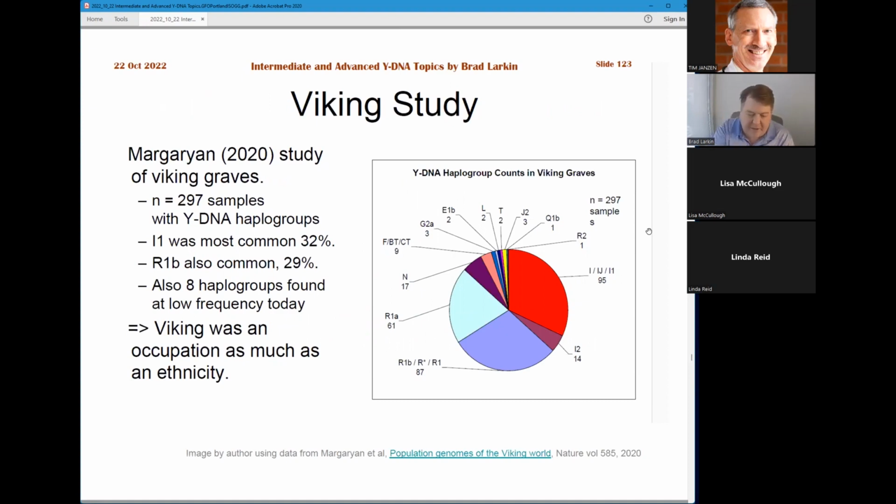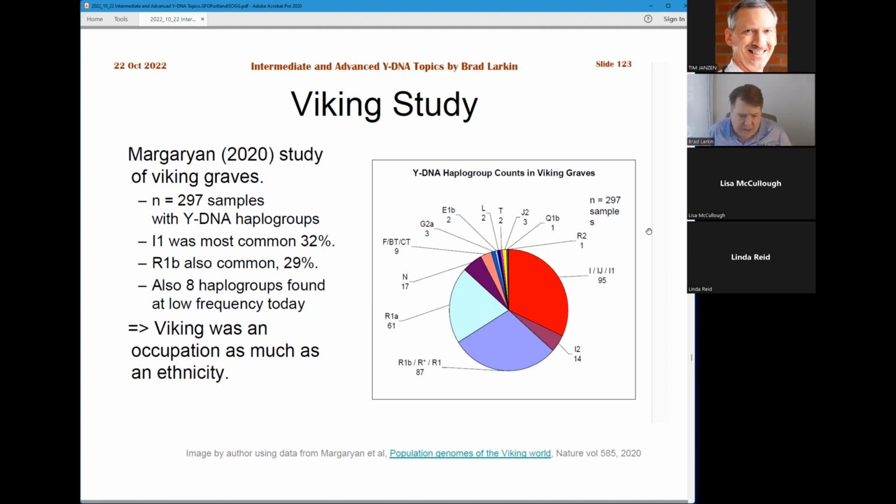They need to get the Big Y, they need to be in a group that's well sampled, meaning they'd have very few novel variants left, and then we could start to make some inferences. The Viking study done by Margaryan in 2020 was a really good one. They collected 297 Viking grave samples that had Y-DNA that was able to be measured. They know they're Viking graves because of the swords and specific metal objects that are in there. So they have very clear-cut physical remains from an archaeological standpoint. We know these people were Vikings because they had Viking gear in their grave.